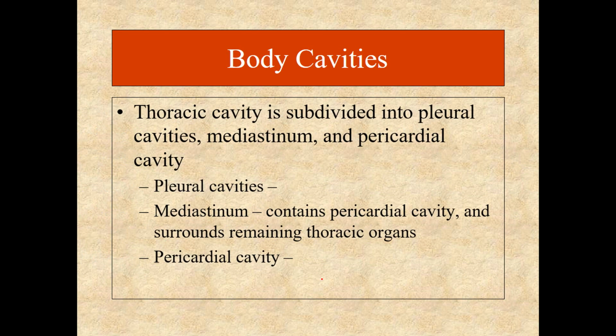So the thoracic cavity is subdivided into the pleural cavities, pericardial cavity, and the mediastinum. All right. The pleural cavities house the lungs. The pericardial cavity houses the heart, and the mediastinum contains the pericardial cavity, as well as some remaining thoracic organs. And I believe I have an image that will kind of show that.